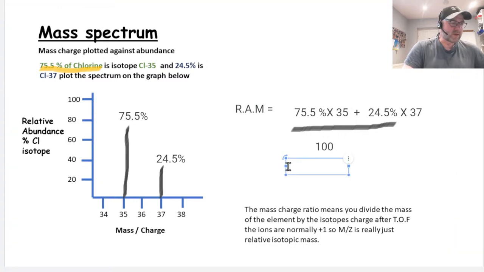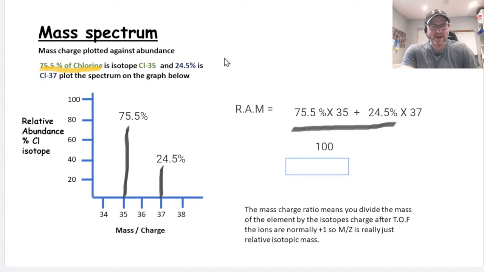Now, I've got the old calculator. Let me quickly whip that in so I don't mess it up. 75.5 times 35 plus 24.5 times 37 equals that, divide by 100. Oh, I don't know, my calculator's giving me 35.4 something. But yeah, we're in the right ballpark.